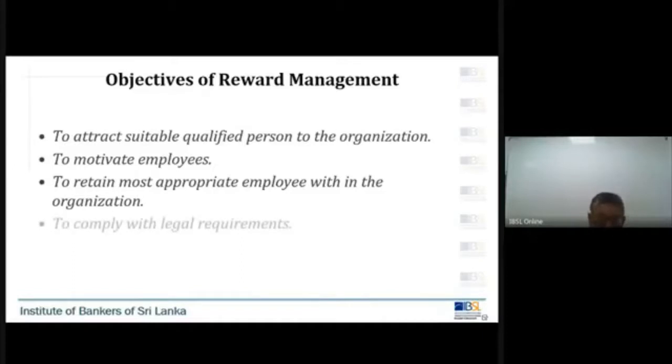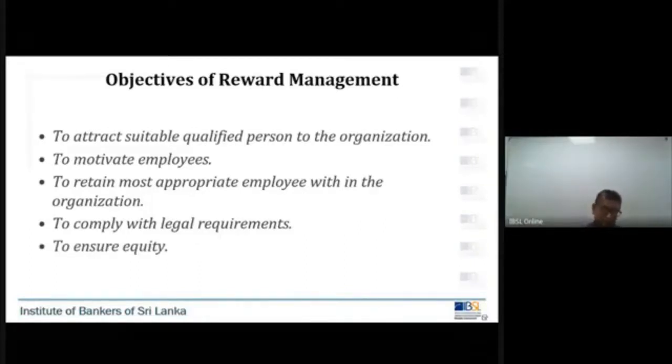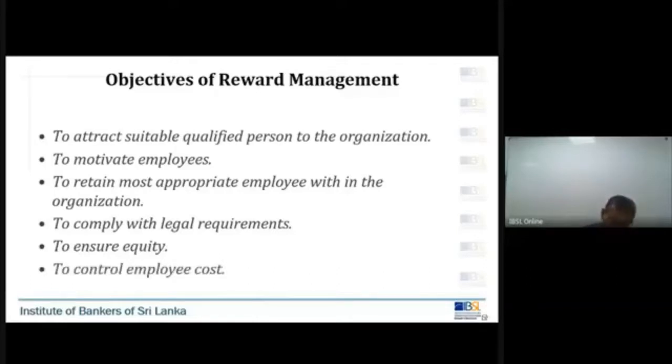Another advantage: sometimes we need to comply with legal requirements. We need to give them a certain legal minimum salary, so you need to manage your rewards to comply with legal requirements, right? Also, to ensure equity. What do you mean by equity? Equity means everybody needs to know that they are fairly treated by these systems. Our reward systems are fairly treated. So if you work hard, you are equally treated. The last one, we need to control employee cost, right?